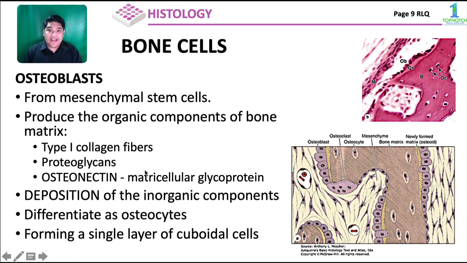And your osteoblast, as an immature bone cell, will differentiate into your bone cell, your osteocytes. And usually, they form a single layer of cuboidal cells. So, this is your osteoblast, your OB. Notice that it is cuboidal in shape. This is your osteoblast. Okay?